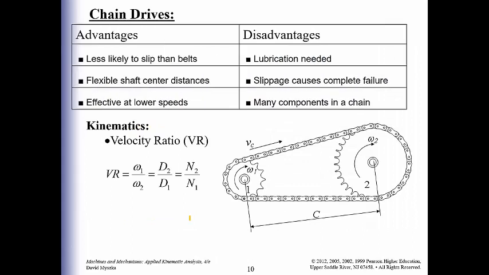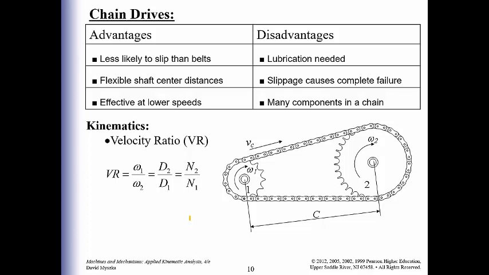All right, getting into chains, which is very similar to belts, but chains do have their advantages over belts, in that they're less likely to slip than belt systems. Once again, they also have flexible shaft center distances, and they're also more effective at lower speeds. So lower speed drives are going to be more suitable for chains. This is where we can get a relatively large amount of torque to be applied and transmitted as well. Now, disadvantages: we see that lubrication would be needed.